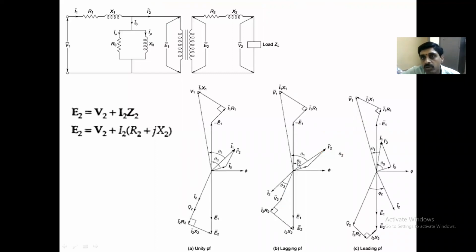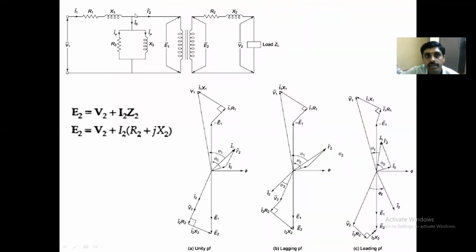So I have one question for you. Have you come across transformer loaded condition phasor diagrams in the first year? Hello? No, sir. Yeah. Now focus on this clearly.